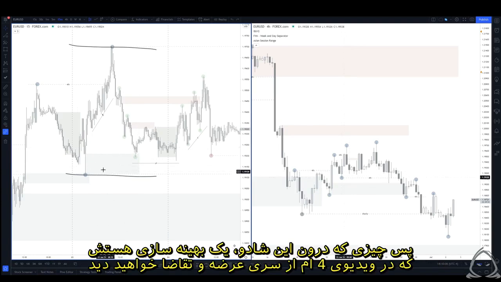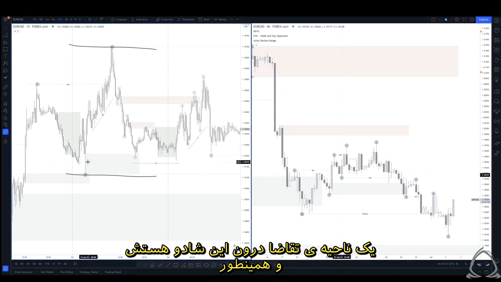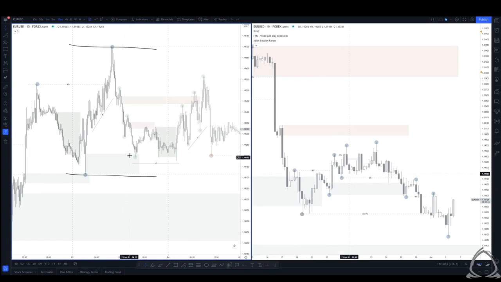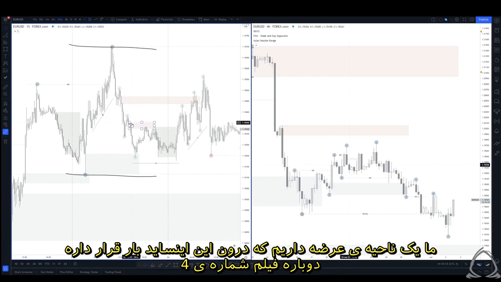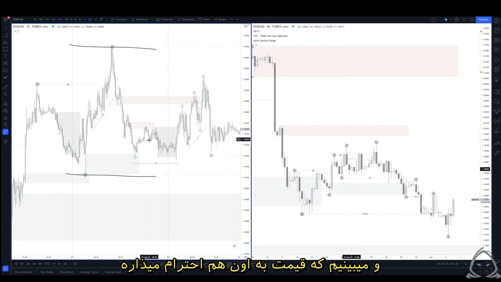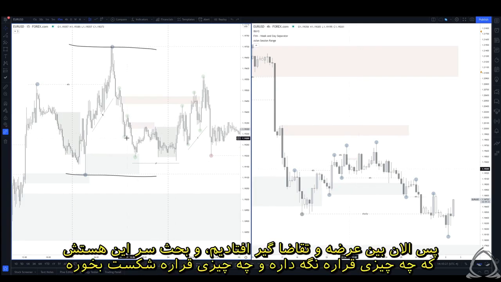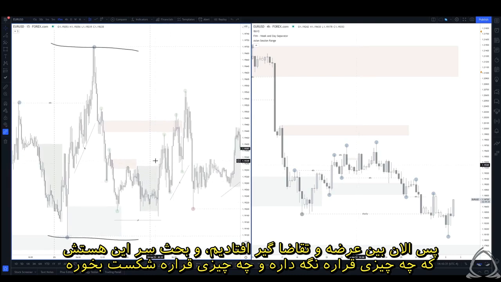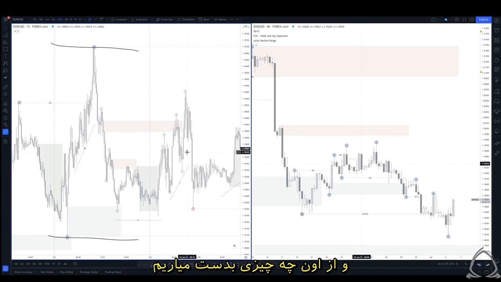So what we can see within this wick, which is a refinement that you'll see in video 4 in the supply and demand series, there is a demand zone resting within this wick. And when price tests into that wick, we get a strong reaction. We have a supply zone that's resting within this inside bar, again, video number 4. And price respects that as well. So we're caught between supply and demand, and now it's a matter of what is going to hold, what is going to start failing, and what can we start to gain from that?